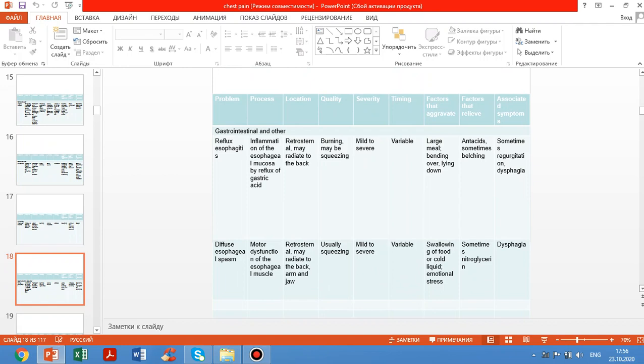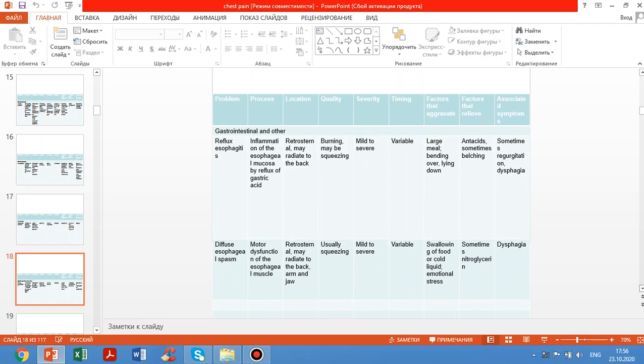Associated symptoms are of the underlying disease. Pain due to gastrointestinal and other organ disease. Reflux esophagitis: the process is inflammation of the esophageal mucosa by reflux of gastric acid.